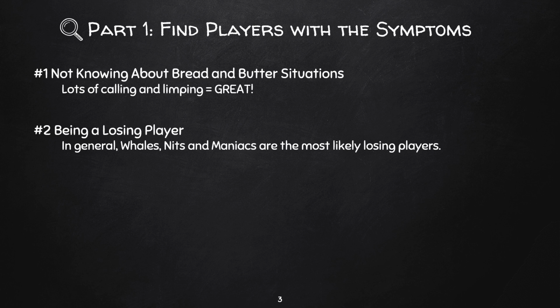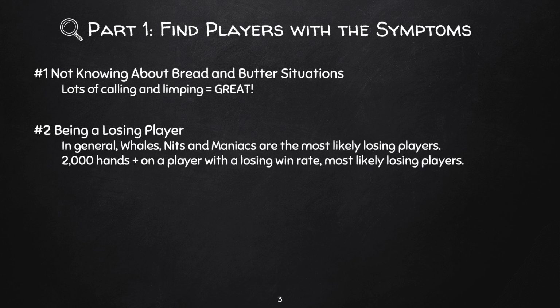And the second way to find a losing player is just from your poker tracking software. Now, in general, whales, nits, and maniacs, these are the most likely losing players. And then LAGs and TAGs, they could be losers as well, but they're more likely than those other player types to be profitable players.